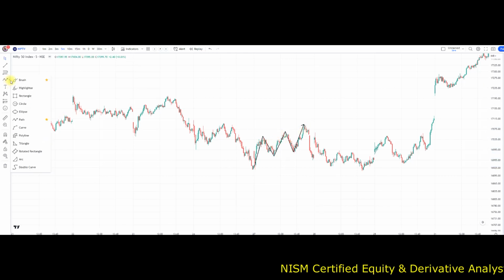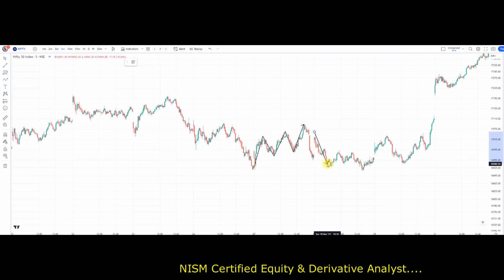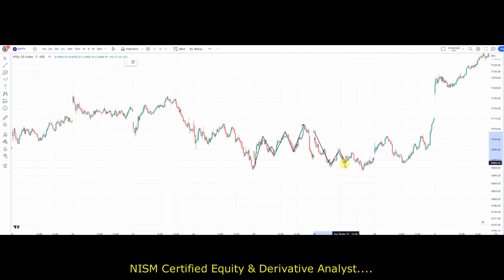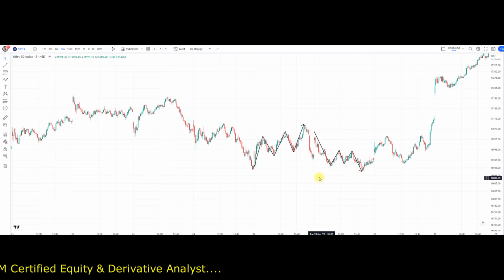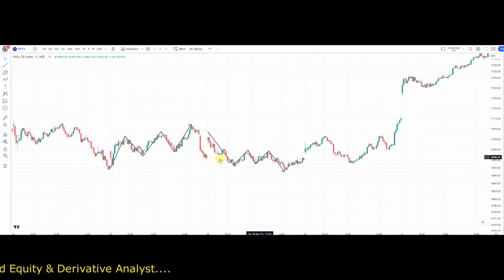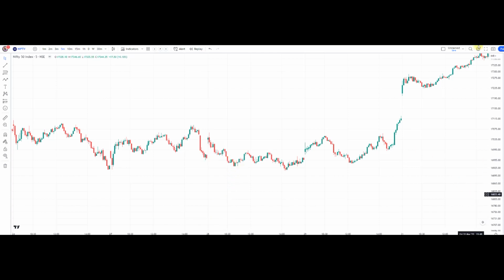I will show you how the price is moving in the downtrend. Okay, this is a swing high, again swing low, swing high, swing low, and this is the swing low. So this is how the price will move. What we have to do is touch multiple supports, that is, multiple supports and resistances. Okay, so we will draw this, remove this.